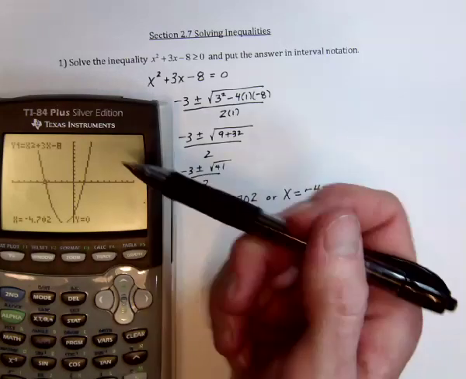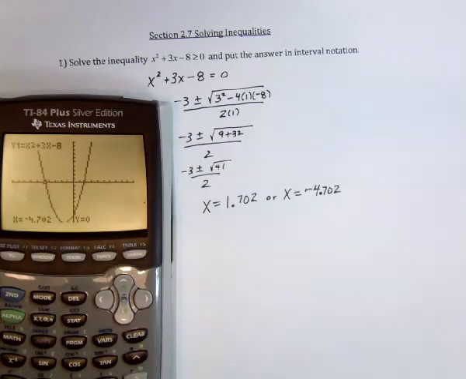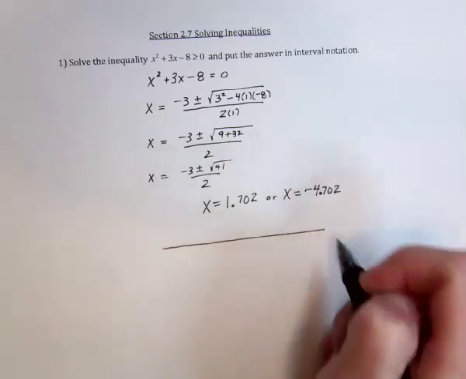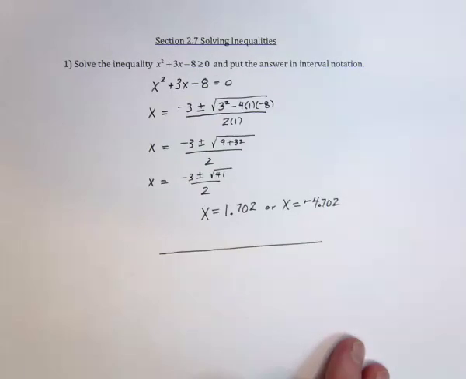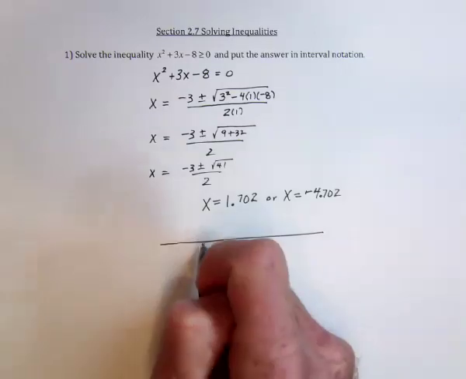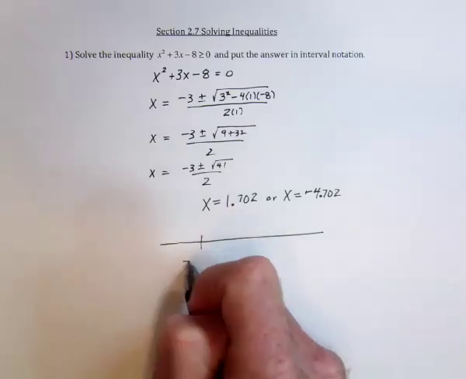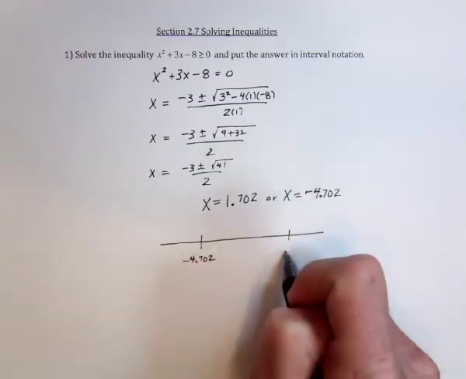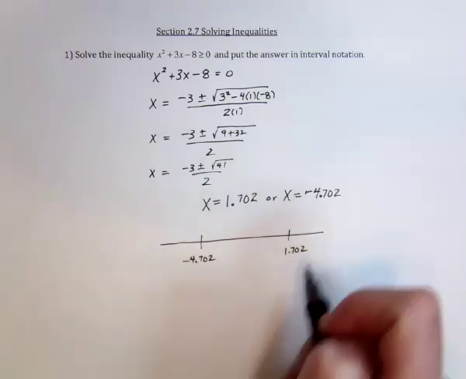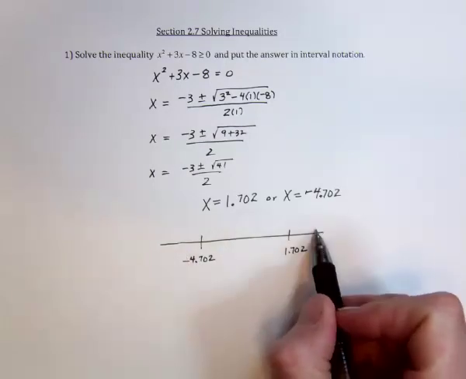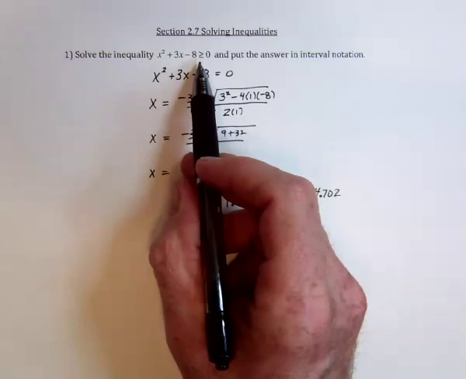Okay, now we need to put these on a number line. So now I'm going to verify what I believe I saw on the graphing calculator. Over here there was an x-intercept of negative 4.702, and somewhere to the right over here, a 1.702. And now we need to verify that this side and this side will satisfy this inequality, that the parabola is bigger than or equal to 0.